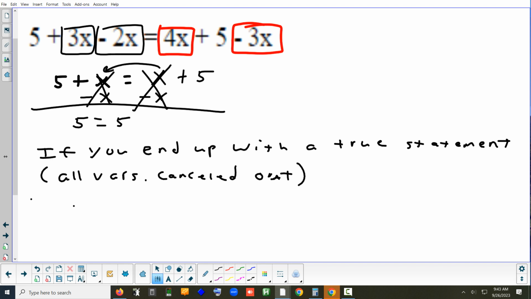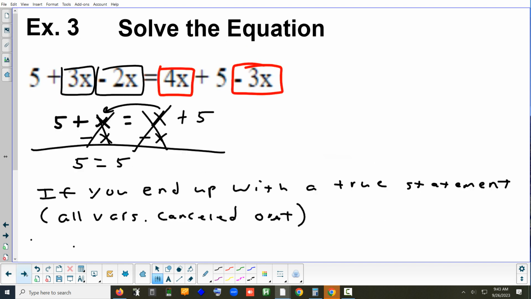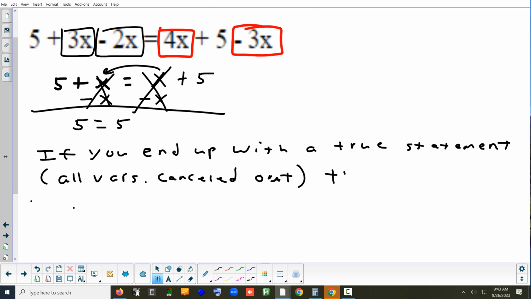So if you end up with a true statement because all variables canceled out, the answer is any number. Or we can also say all real numbers. In math, when we use the word real, it just means a positive, a negative, a fraction, a decimal, or 0. It means anything. So the answer is all real numbers.